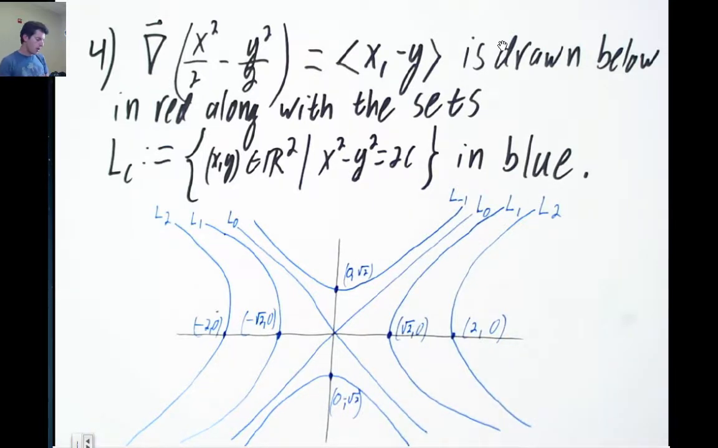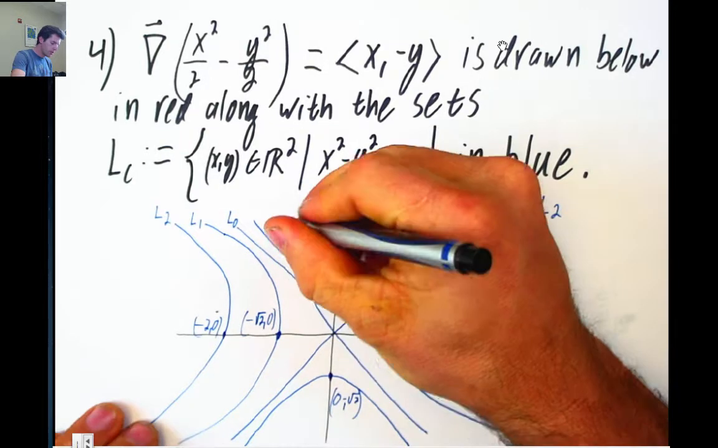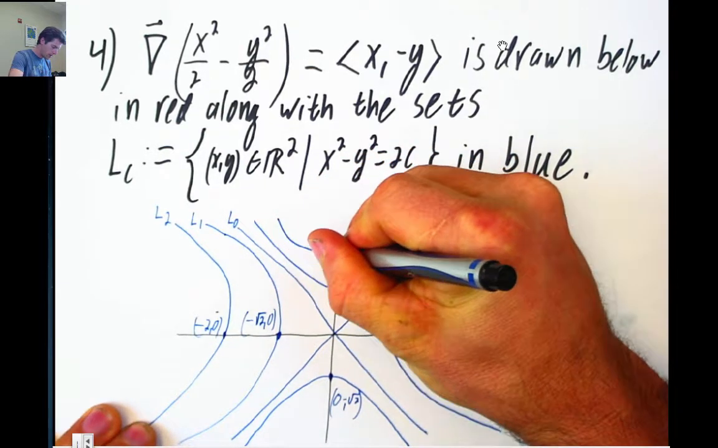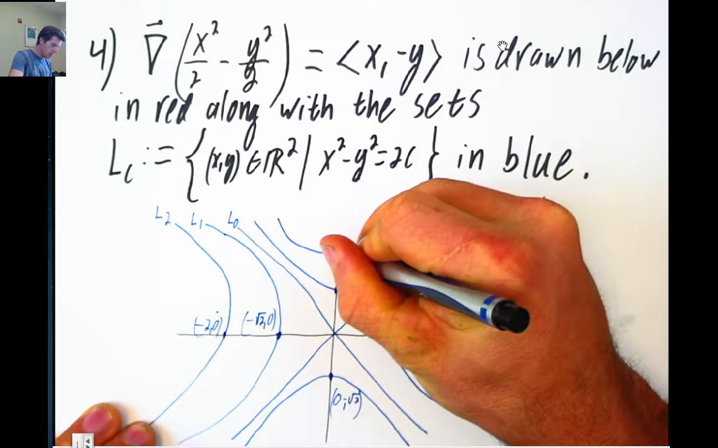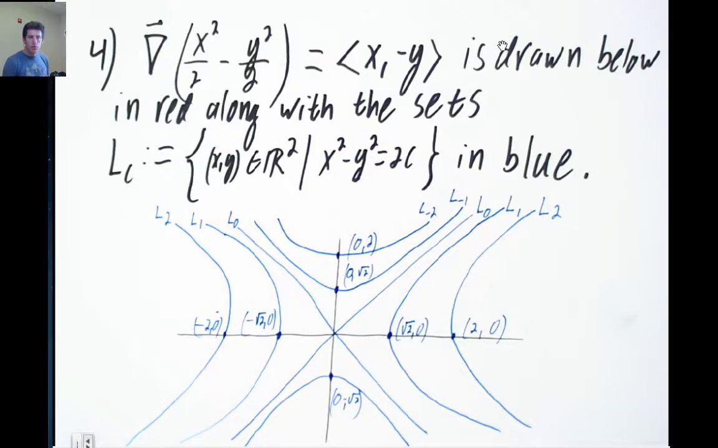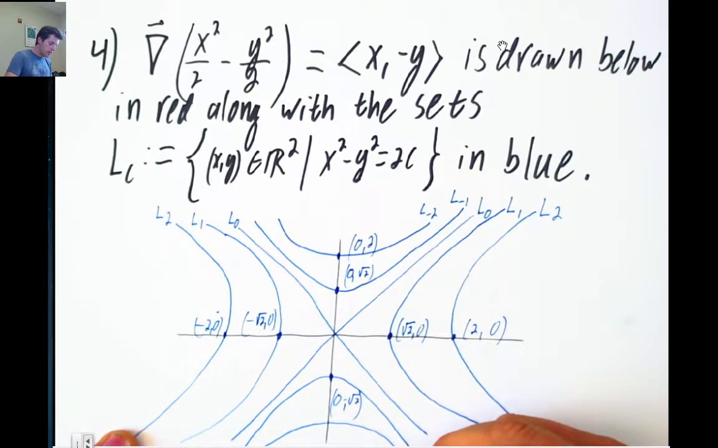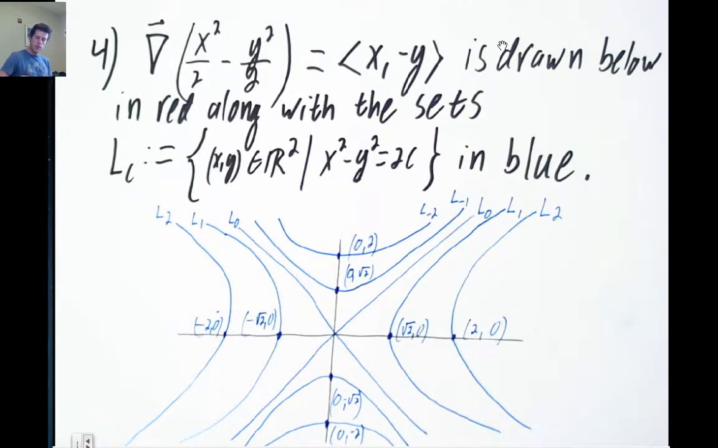Now, I could draw L negative 2 in there also. It would look like this, about like that. L negative 2, and this would be the point 0, 2. I could spend all day drawing these level sets, but instead, let me move on to drawing in red the gradient vector function.